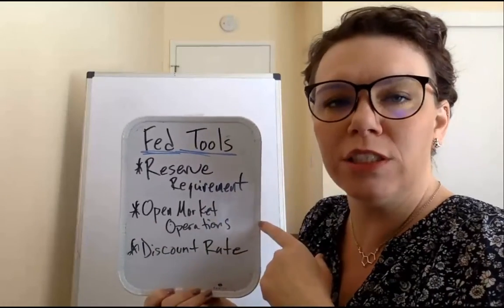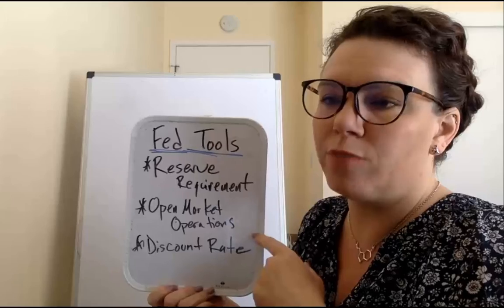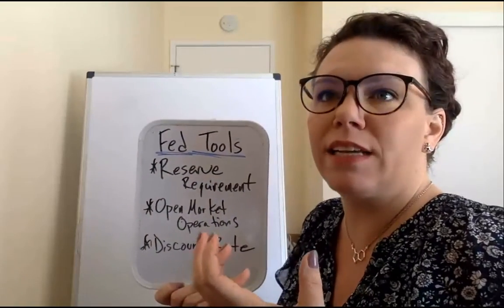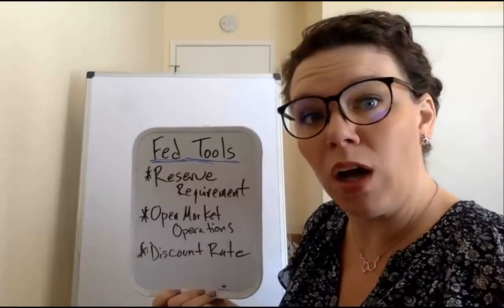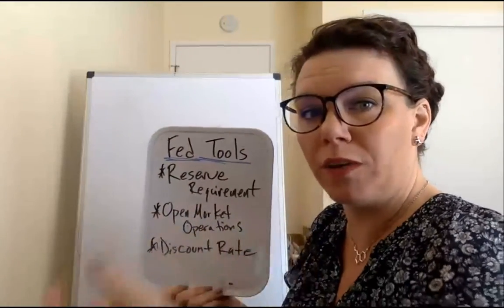Open market operations is buying and selling bonds. If the Federal Reserve buys bonds from banks, that's going to change bank assets from being bonds, which they can't loan out, to being cash, which they can loan out, and that will increase the money supply.